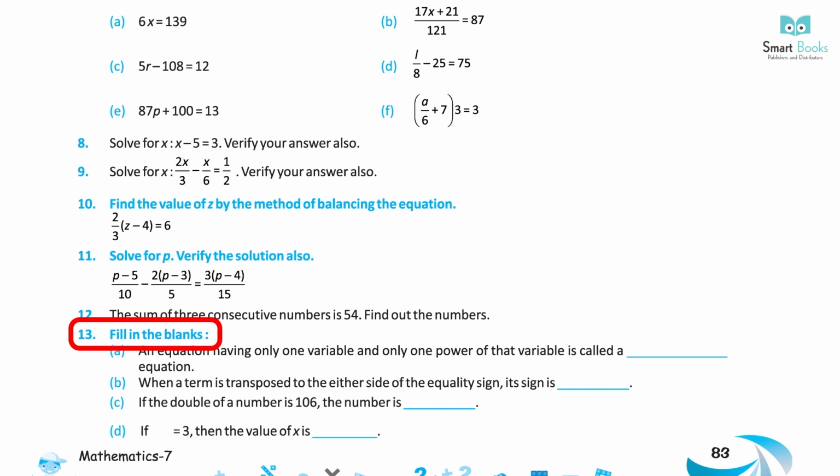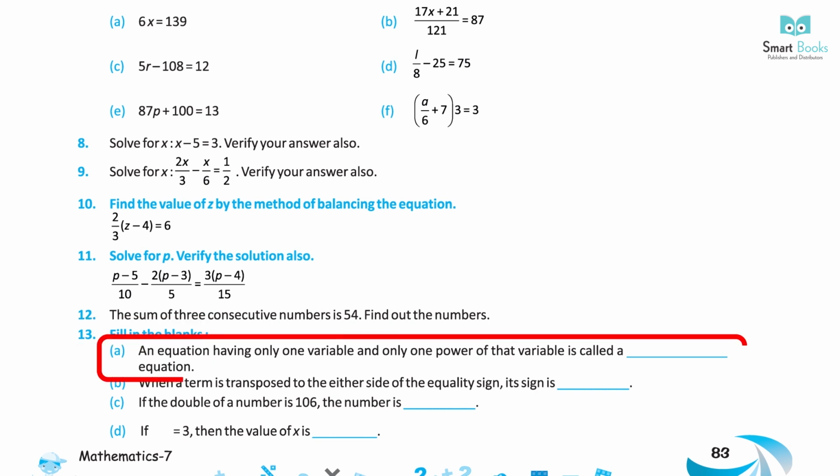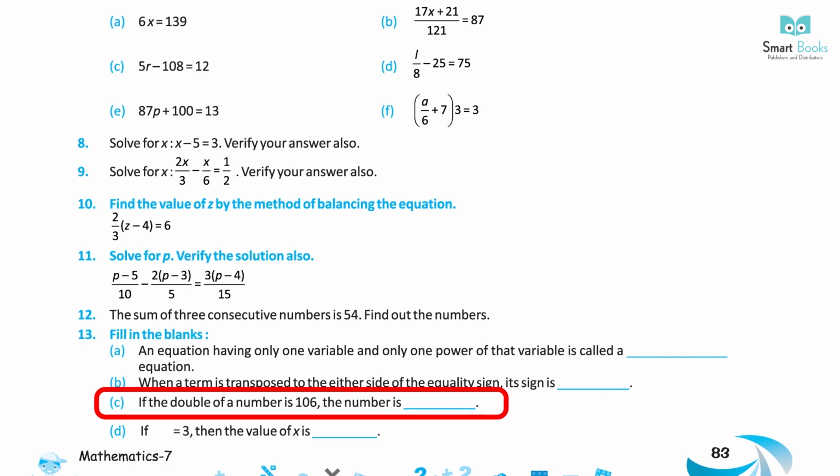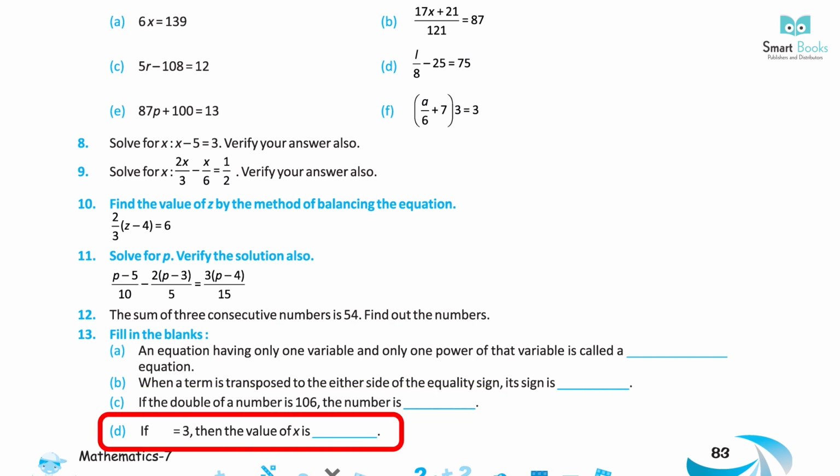Question 13. Fill in the blanks. A. An equation having only one variable and only one power of that variable is called a dash equation. B. When a term is transposed to either side of the equality sign, its sign is dash. C. If the double of a number is 106, the number is dash. D. If x upon 5 is equals to 3, then the value of x is dash.